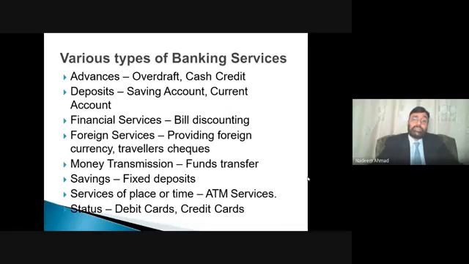Then money transmissions: you can transfer your funds from one place to another, from one account to another. So this is basically the money transmissions. Savings and fixed deposits: you can put your savings into a fixed deposit account, or you can just put it into a savings account as well. Then services of the place or the time, now ATM services are there, debit cards, credit cards. These are the things which the bank can provide you.